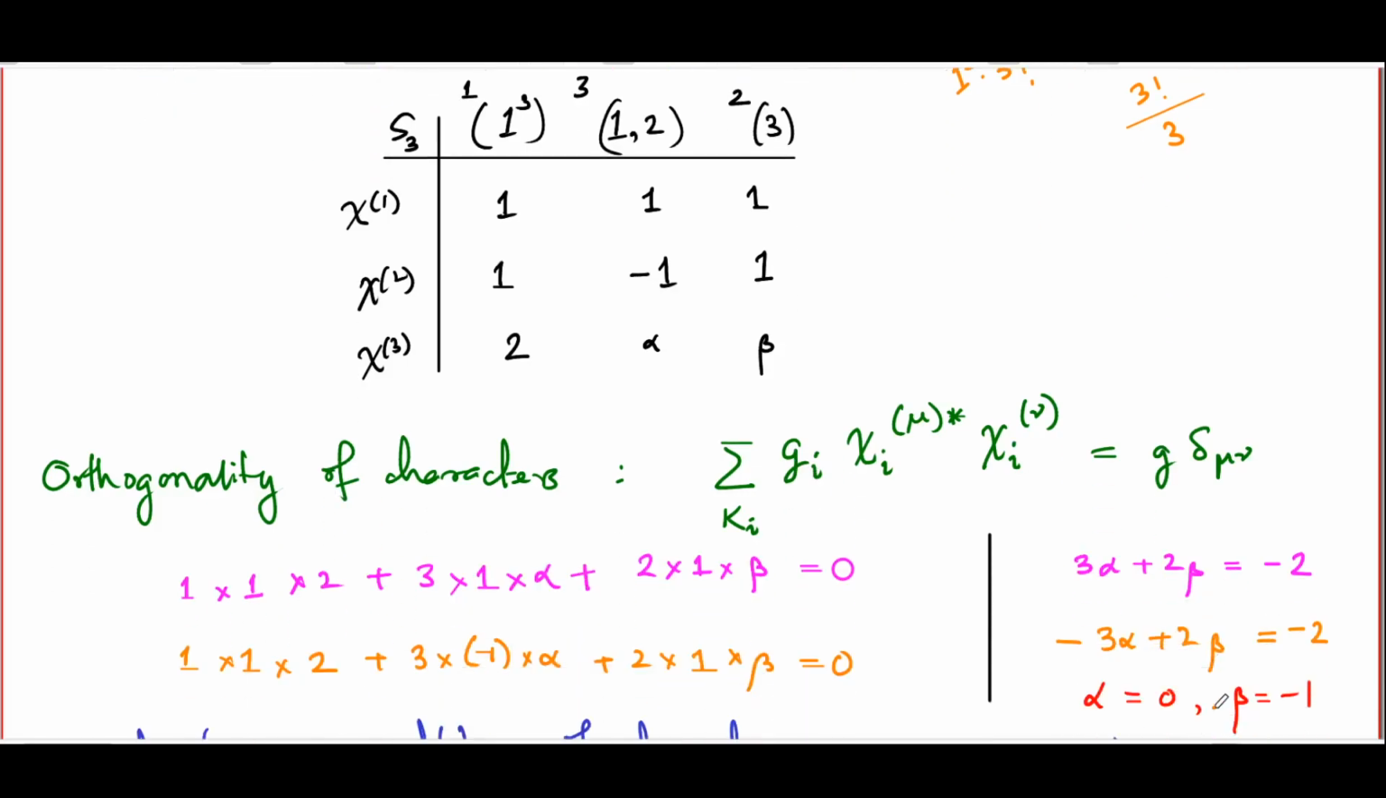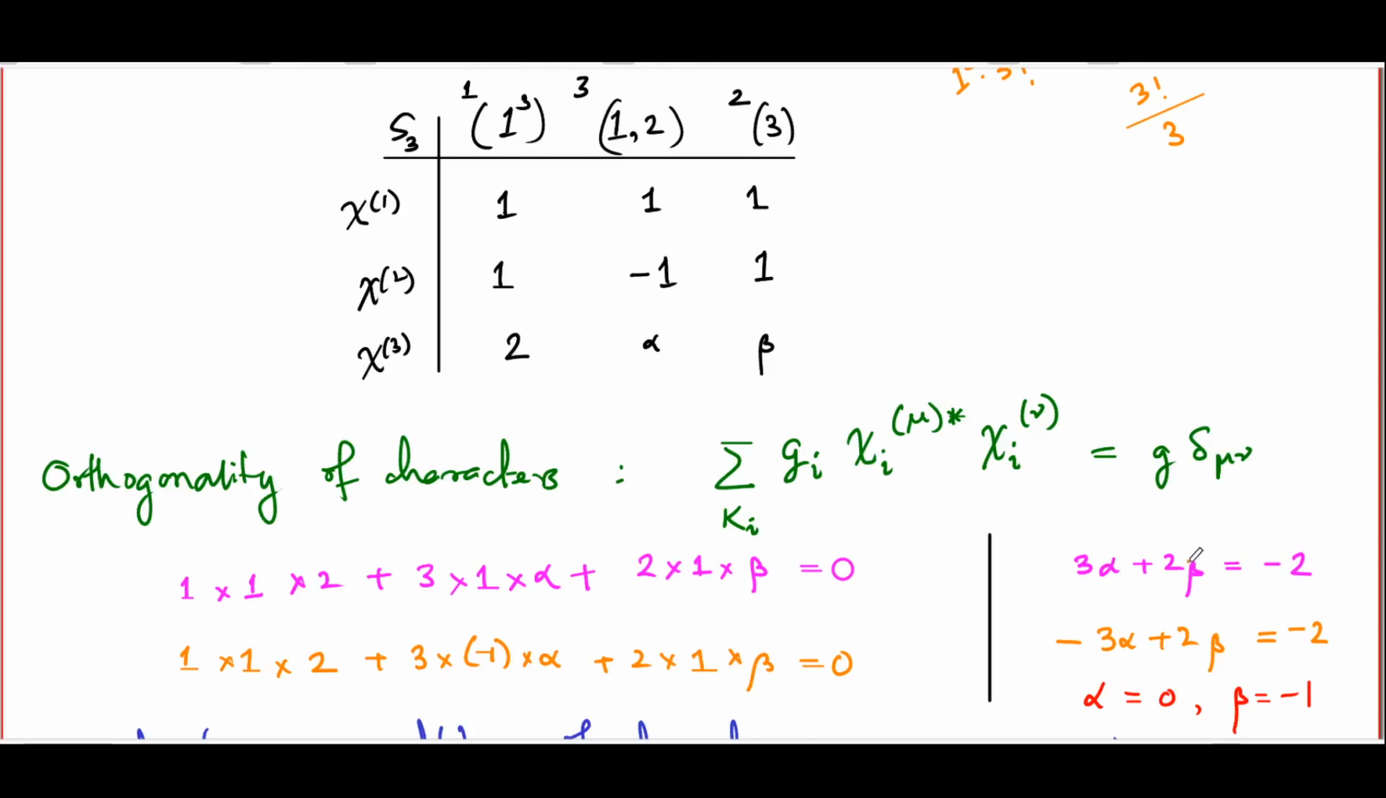Now, applying this orthogonality relation between chi1 and chi3 gives the following. Number of elements in class 1, chi1's entry 1, chi3's entry 2. That's 1 times 1 times 2 in the sum on the left-hand side of the orthogonality relation. Then you have number of elements 3 into 1 into alpha. That's the second entry here. Finally, you have 2 into 1 into beta, and this has to be equal to 0 because of course 1 and 3 are inequivalent irreps. That gives us one relationship between alpha and beta, namely 3 alpha plus 2 beta is -2.